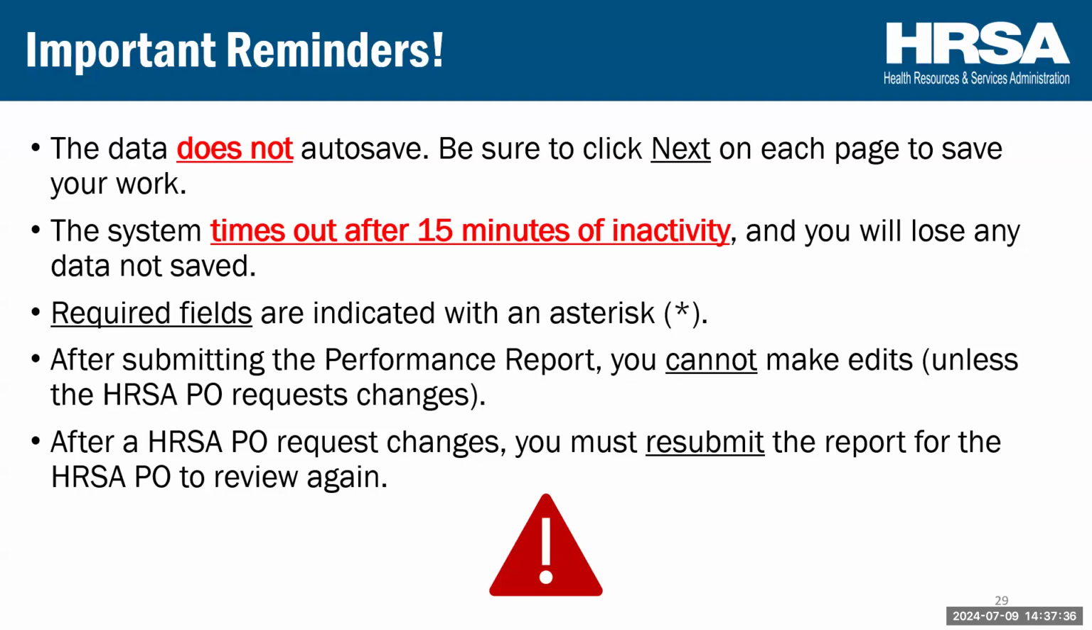Required fields are indicated with an asterisk, so the system will not let you proceed if a required field has not been filled in. After you submit your performance report, you cannot make edits until your HRSA PO has requested changes. So before you do your initial submit for review, triple check that information before you send it off to your PO. After your HRSA PO has requested changes, you need to resubmit the report for your PO to be able to review it again. Editing the forms they asked for is not enough to send it back to the HRSA PO. You will also have to click the submit for review button one more time.